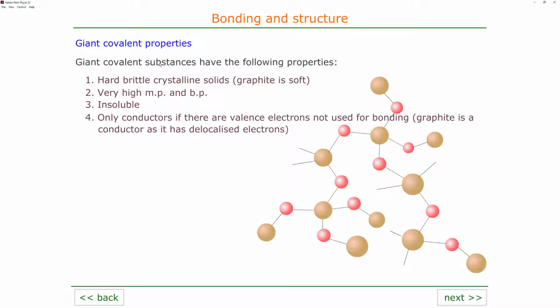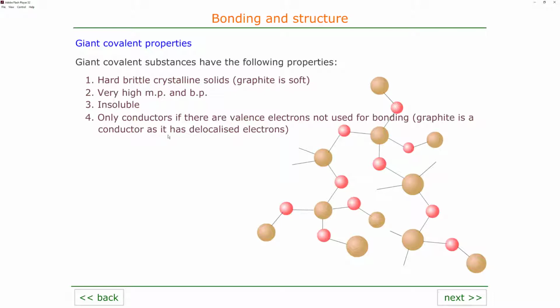So, giant covalent properties. They're usually hard, brittle, crystalline solids, except for graphite, which is soft because of the slipperiness. The layers are able to slide over one another. They have very high melting and boiling points, are insoluble in water, and will only conduct if there are valence electrons not used for bonding.